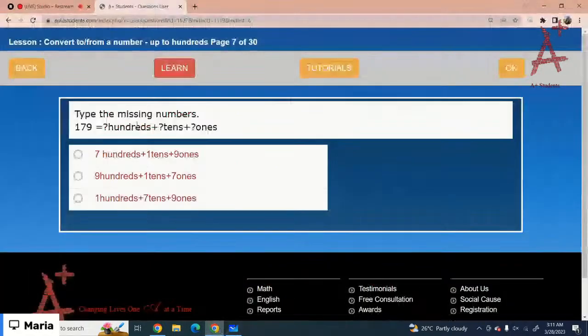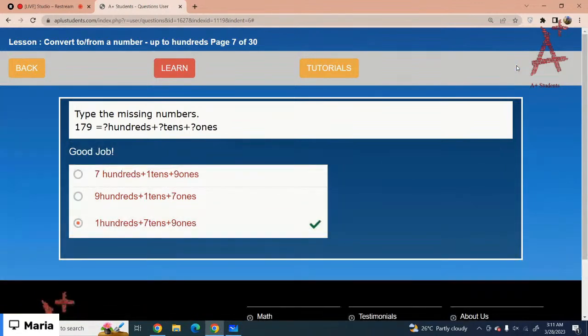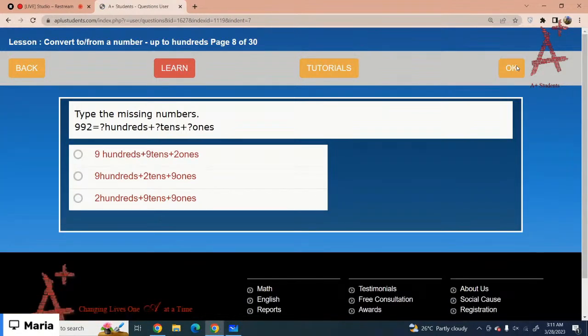It will be 100, 7 tens, and 9 ones. You just have to learn the place value chart. If you learned the place value chart, then they wouldn't be difficult. Got it?